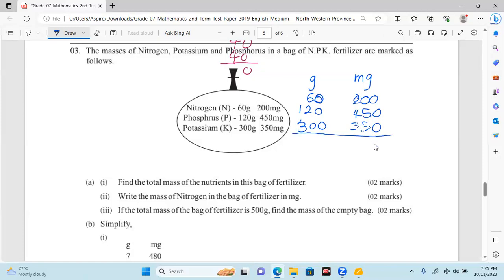Add all these together. 0, 5, 5, add 0. Then 1 is taken to here. 1 plus 2, 3. 3 plus 4, 7. 7 plus 3, it is 10, and take 1 to this side. It is 1. 6 plus 2, it is 8. 1 plus 3, it is 4. So it is 481,000. Okay. Write the mass of nitrogen in the bag of fertilizer in milligram.